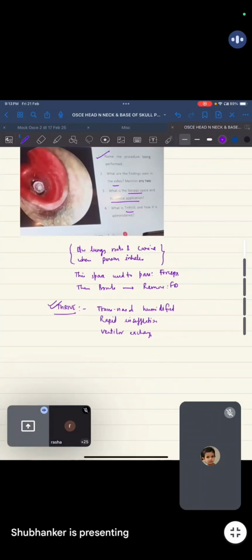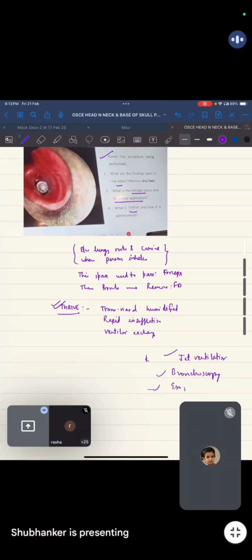And over here I'd like to mention one more thing for you. Please read about jet ventilation. This is a hot topic, frequently repeated in the theories, frequently asked in the OSCEs also. Apart from this, please read about bronchoscopy, and also about esophagoscopy.